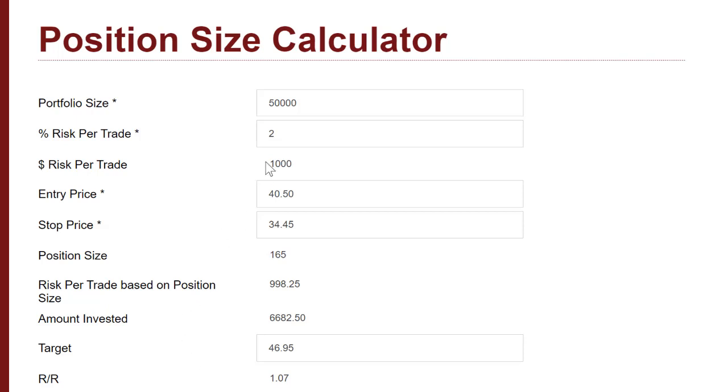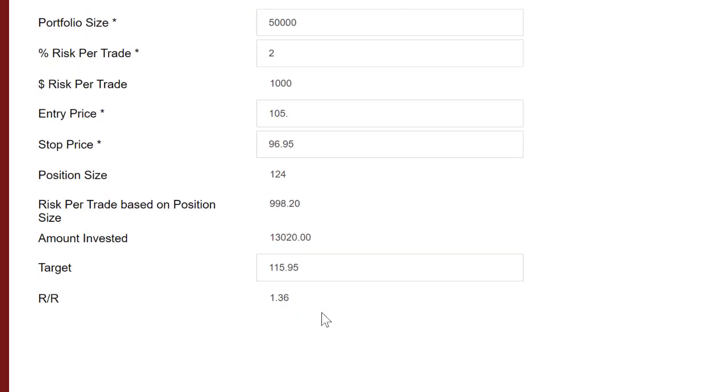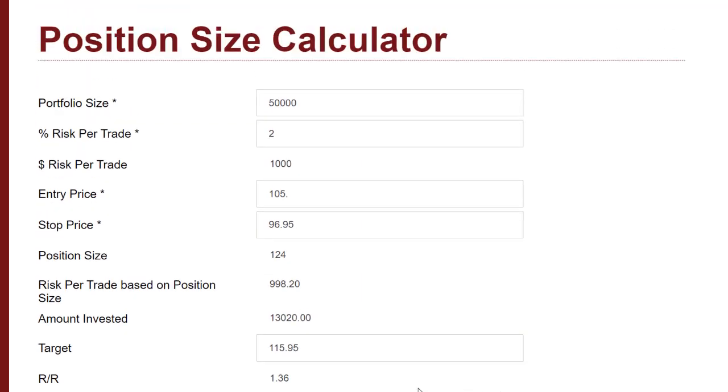Let's look at AbbVie. AbbVie was an entry price of 105. And our stop, our initial stop, which was in the alert, was 96.95. 124 shares, which gets you to 998.20. The target on AbbVie is 115.95, 1.36 to 1. So for every $1 you risk, we expect to make $1.36.